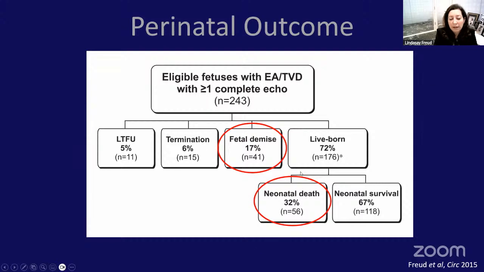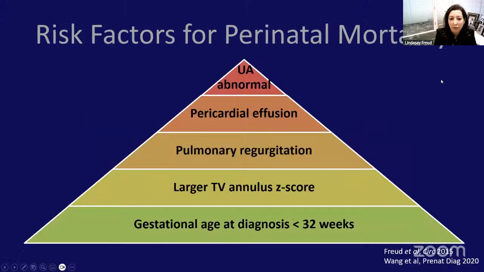What you can see is that almost 20% of patients experienced a fetal demise. And of those who were live born, about 1 out of 3 did not make it out of the hospital alive. And so, taken together, those two entities of Ebstein anomaly and tricuspid valve dysplasia had 45% perinatal mortality, which is really one of the highest mortality rates of all congenital heart disease that we care for.